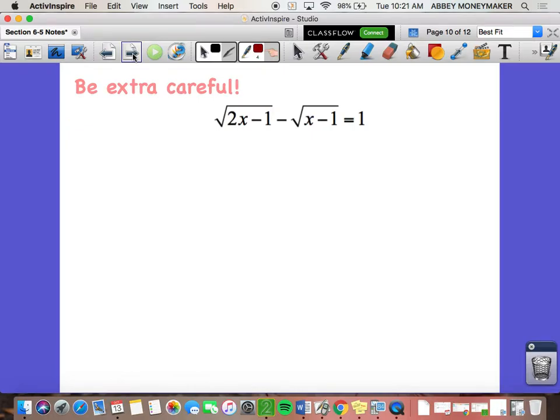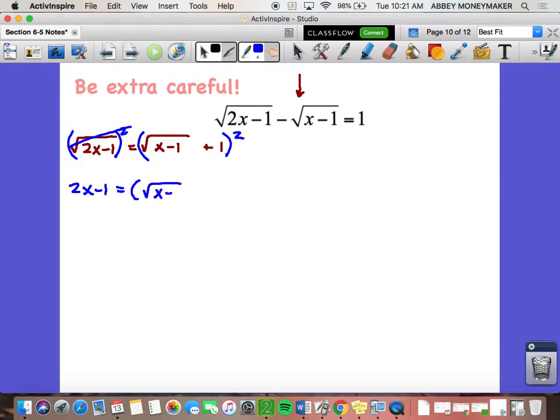On this next one, I make a note here that says be extra careful. Okay, will do. Will do, self. So I notice here, I'm going to have to move this over to the other side. So I have the square root of 2x minus 1 is equal to the square root of x minus 1, and then I have a plus 1 on the outside. Okay, so I'm going to square both sides. So that cancels, so I'm left with 2x minus 1 is equal to the square root of x minus 1 plus 1. Oh, now I know why I said be careful. Because that minus 1's on the inside, but that plus 1 is on the outside.